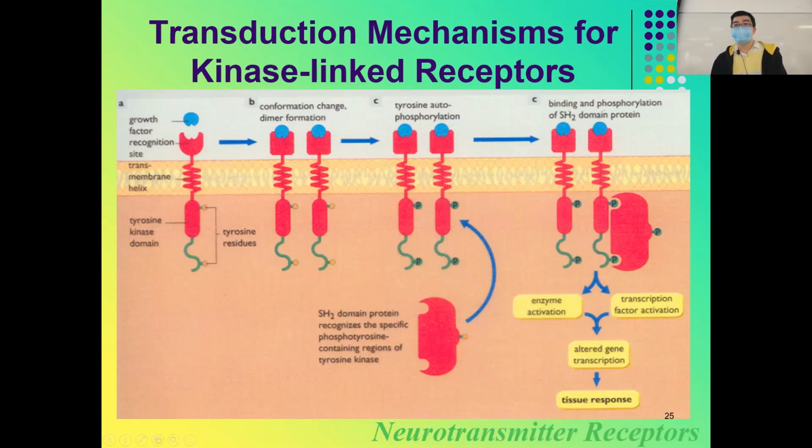But why does it require dimerization for phosphorylation to happen? Why can't it happen independently? Well, because if they don't come together, they cannot do the autophosphorylation. They each have the kinase domain. Oh, okay. Good. Okay.